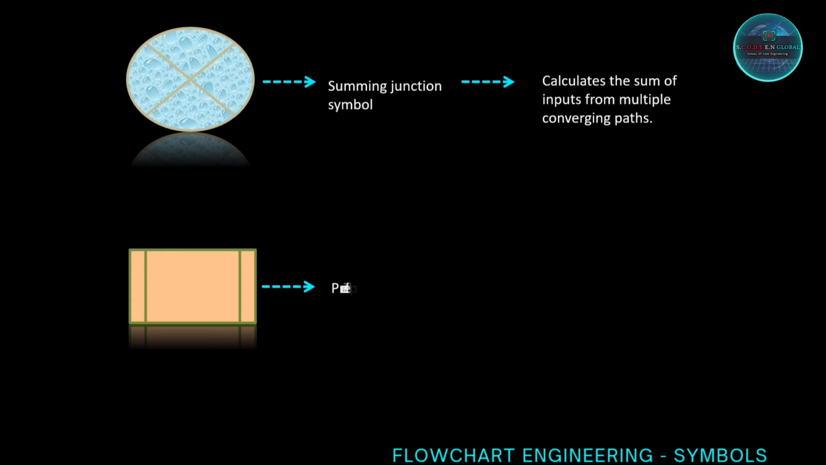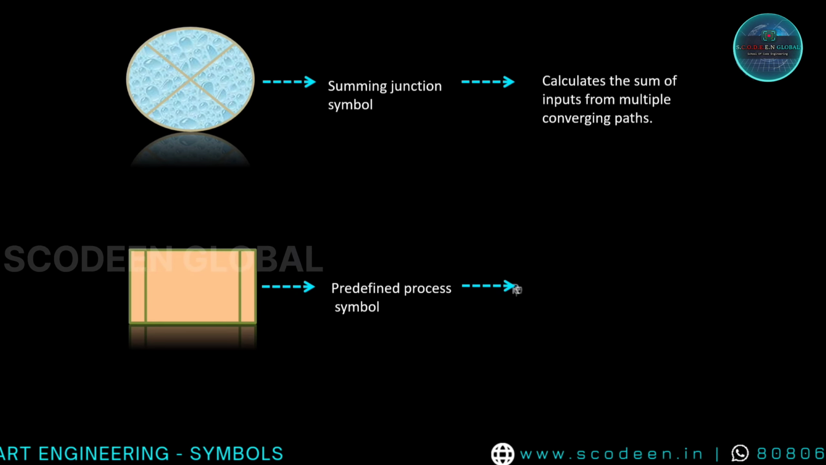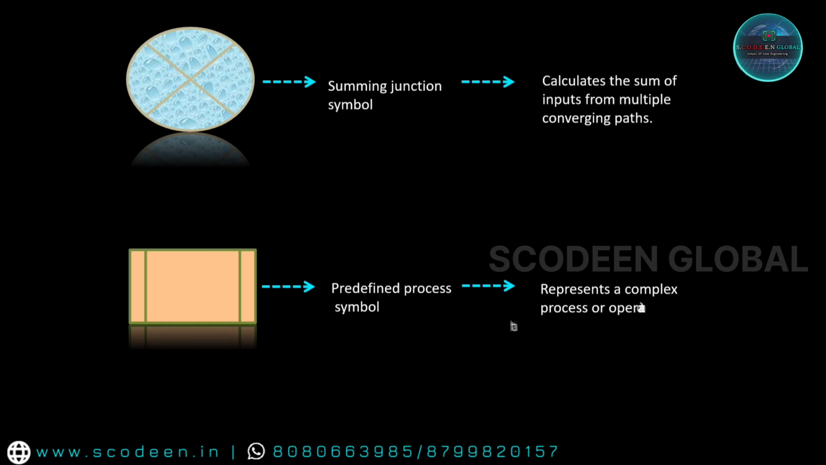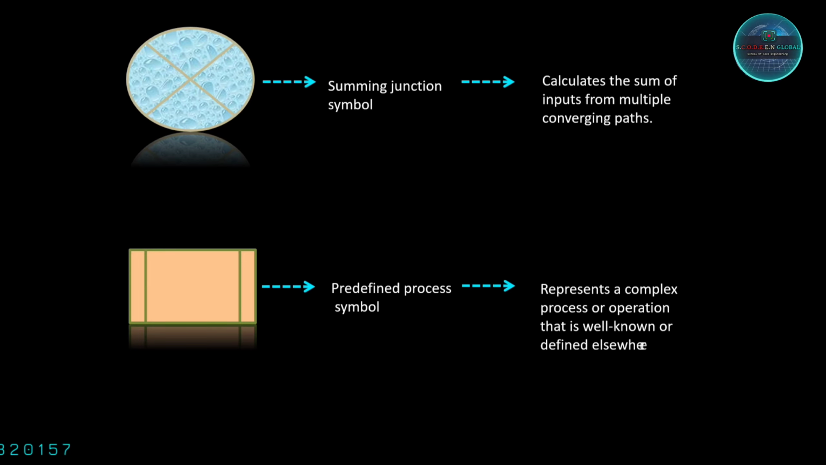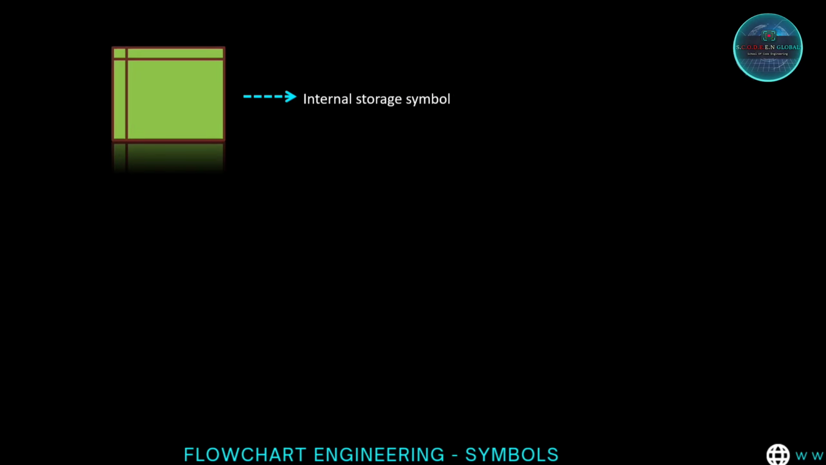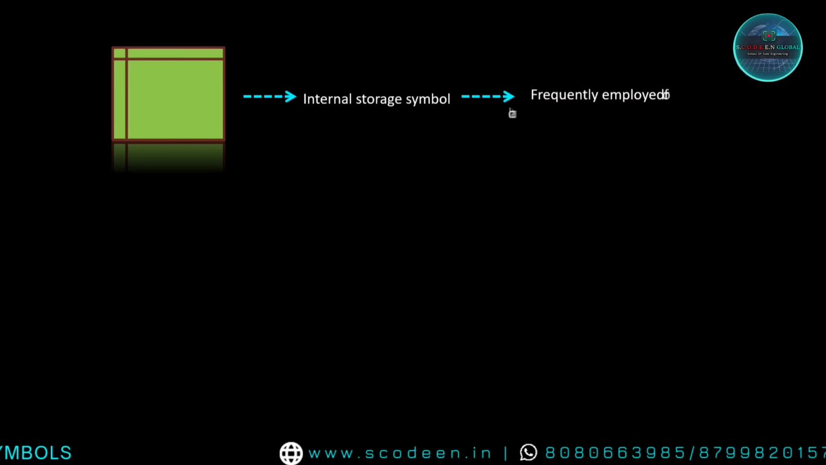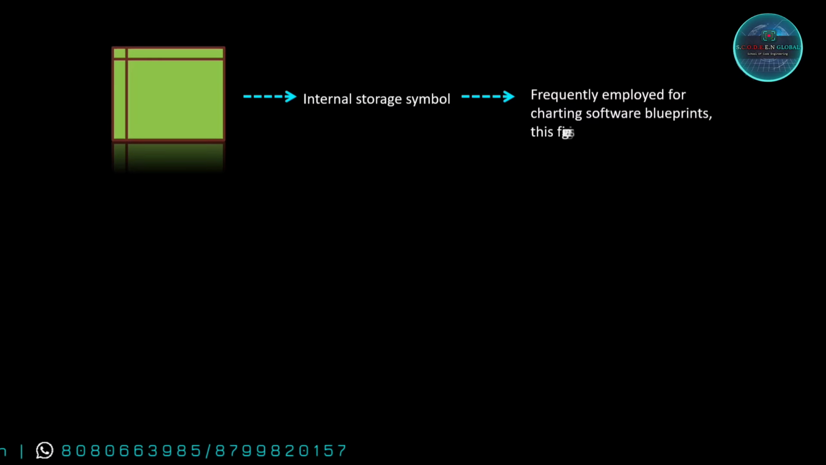This predefined process symbol is a marker for another process step. A large square with two connecting lines on the far left side represents the internal storage symbol. Basically this is useful in flowcharts that outline various software designs. It indicates the data stored within an internal memory system.